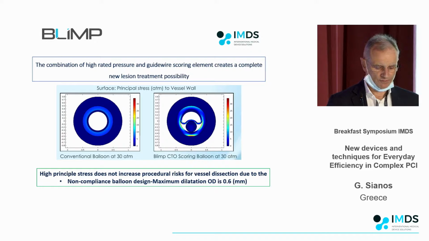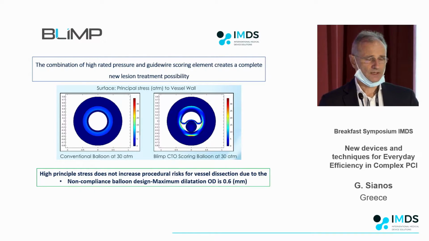The other thing is that everybody could say that so much pressure on the vessel wall might cause problems, but this is not the case because the balloon is very small. It's 0.6 in diameter. You can imagine that it is used in tissue that is occlusive or highly calcified, and with such a small diameter, it does need preparation of the vessel for further treatment.